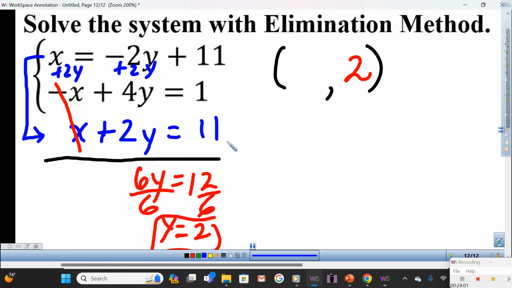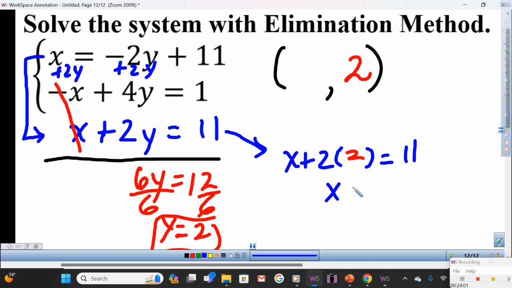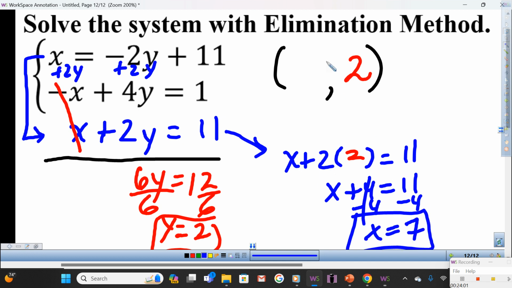The blue one? Okay, so let's bring this one over. X plus 2 parentheses for the y equals 11. And then we substitute 2 for y. So this is x, 2 times 2 is 4 equals 11. And then x equals solution. And what does that mean? Martin. Yeah, the intercept.